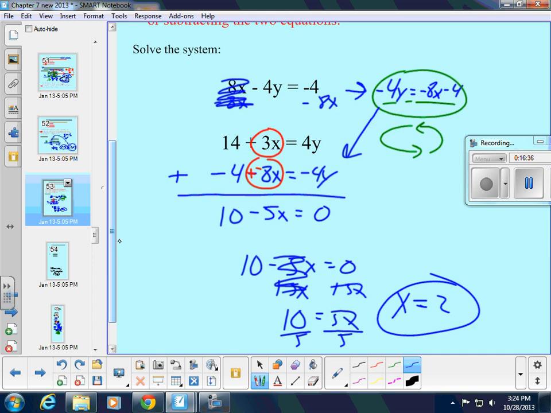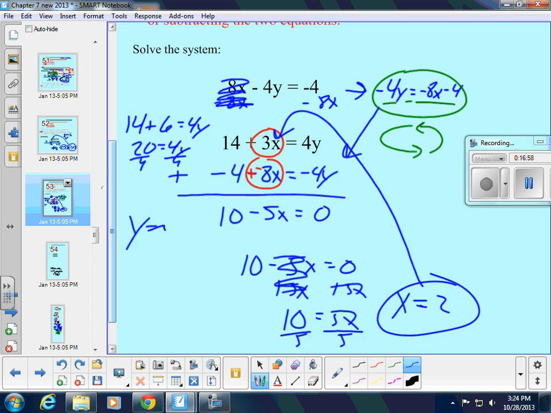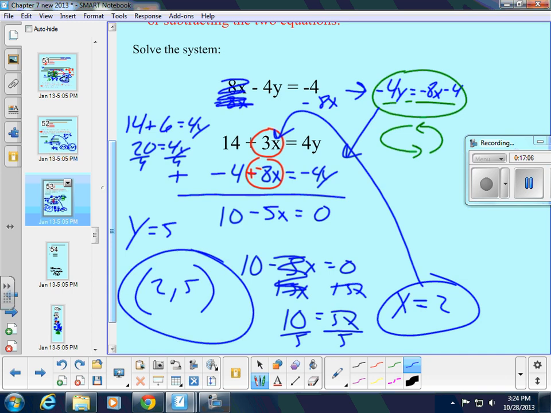And now I can plug 2 back into one of the equations. And again, it doesn't really matter which one of the originals I use. It should give me the same answer. I'll go back to this one right here. Plug 2 into this spot. I'm going to get 14 plus 3 times 2 gives me 6 equals 4y. So if I add those together, I get 20 equals 4y, and divide both sides by 4, I'm getting y equals 5. So now I've got my solution in my system. The point where these would cross would be 2. Those two lines would cross if I graph them at 2, 5.